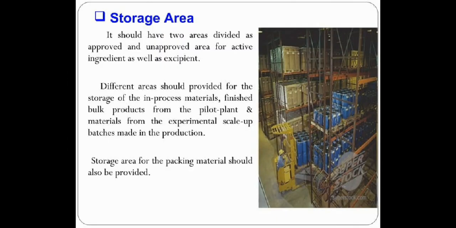Then storage area. It should have two areas divided as approved and unapproved area for active ingredient as well as excipient. Different areas should be provided for the storage of the in process material, finished bulk product from the pilot plant, and material from the experimental scale up batches made in the production. Storage area for the packing material should be provided.